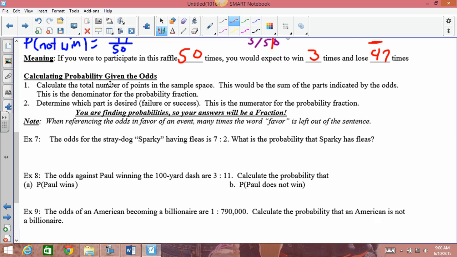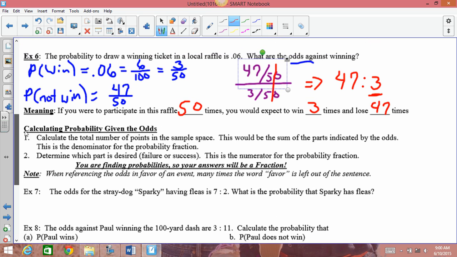So now down here with calculating probability given the odds. This is essentially working backwards. If you are given a specific probability, if you are given these odds, how can I get back to probability? And hopefully you can notice then, well, if you're given these odds, you can add these two numbers together. That's always going to give you your denominator.